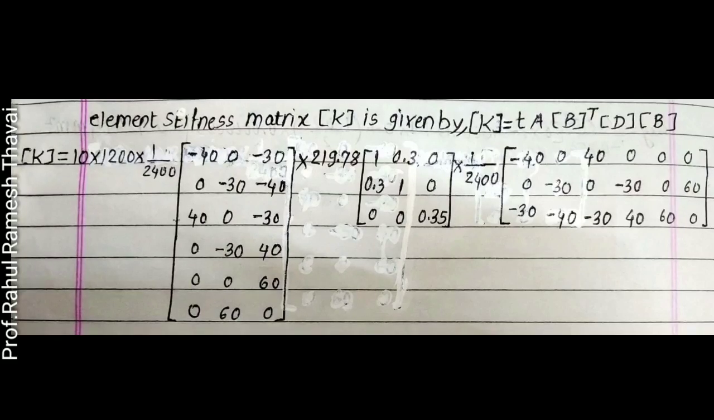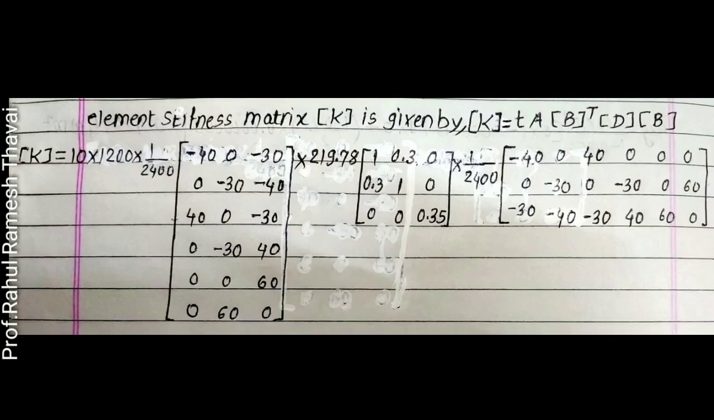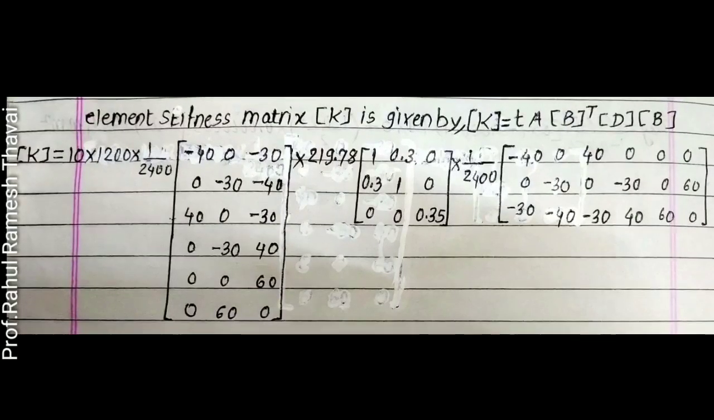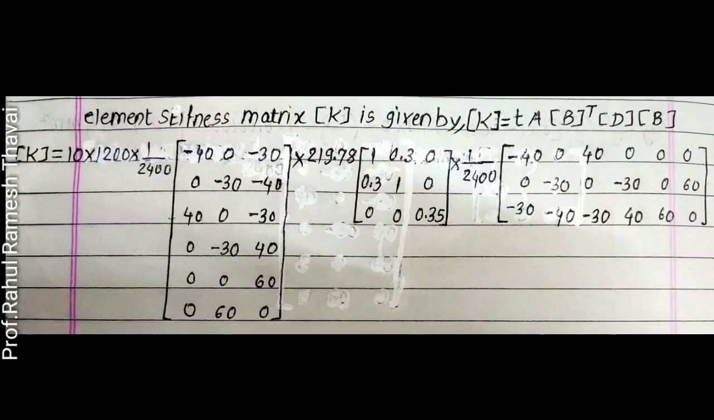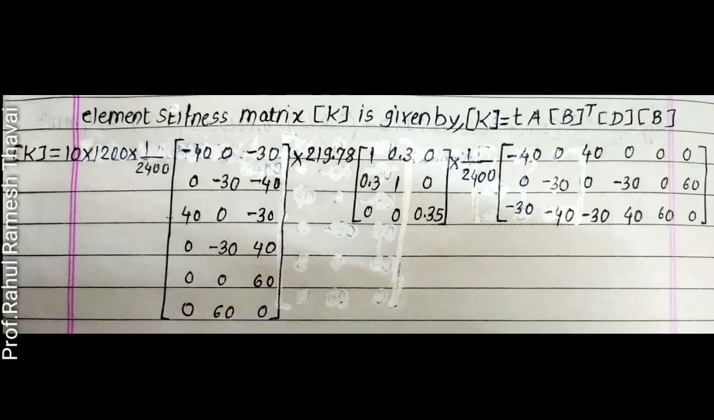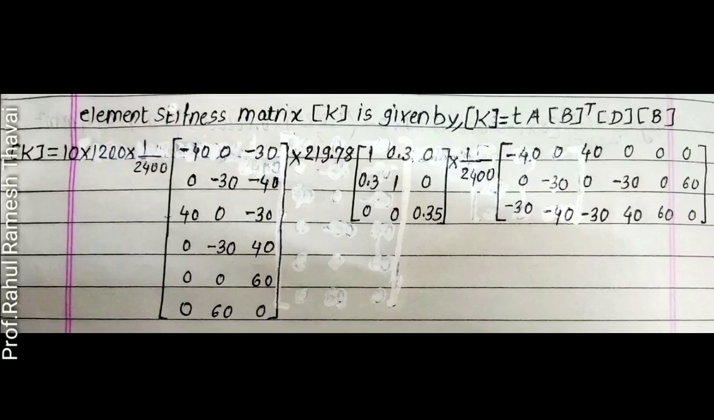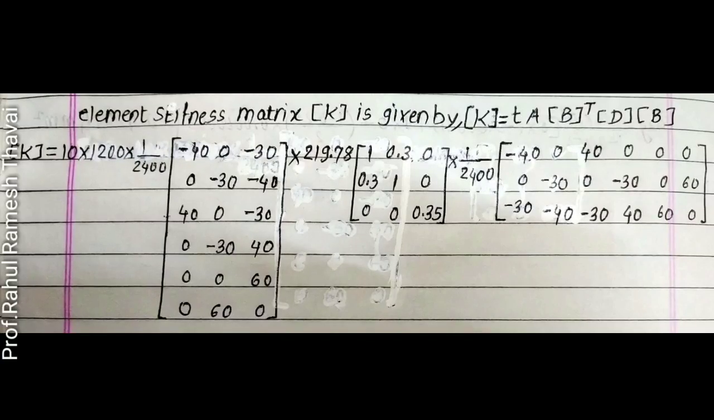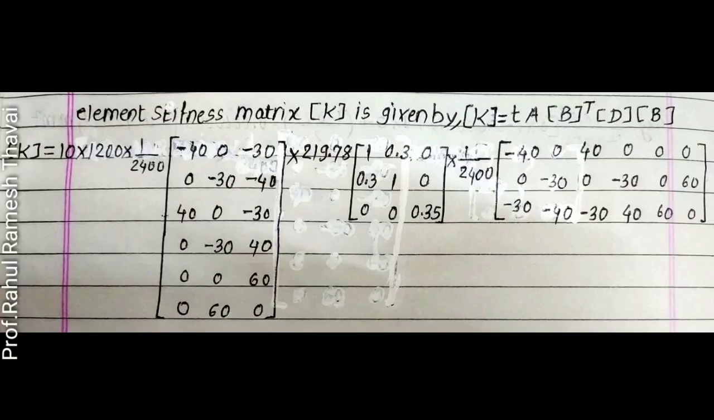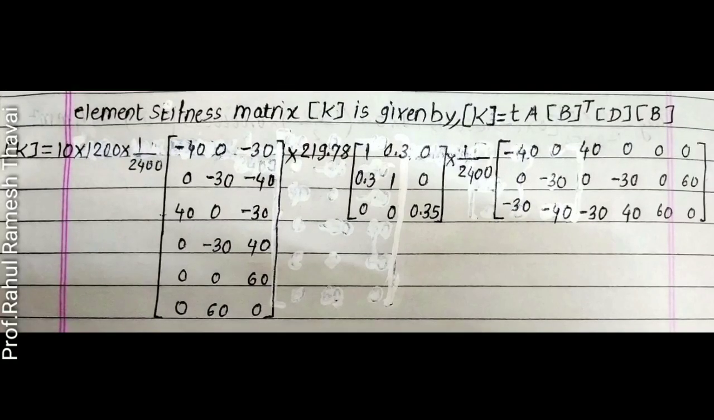matrix D, that is 219.78 into the matrix [1 0.3 0; 0.3 1 0; 0 0 0.35], into matrix B, that is 1 divided by 2400 into the matrix [minus 40 0 40 0 0 0; 0 minus 30 0 minus 30 0 60; minus 30 minus 40 minus 30 40 60 0].